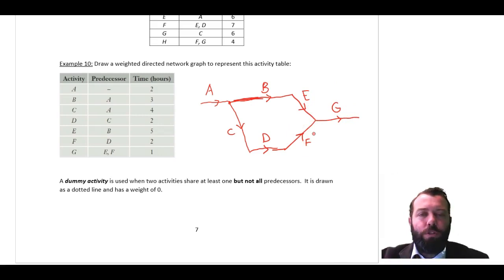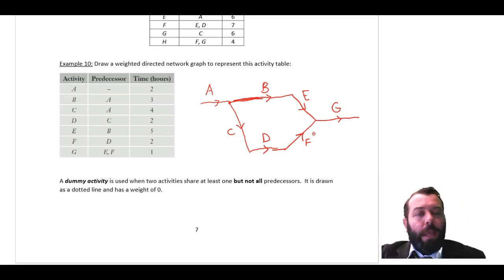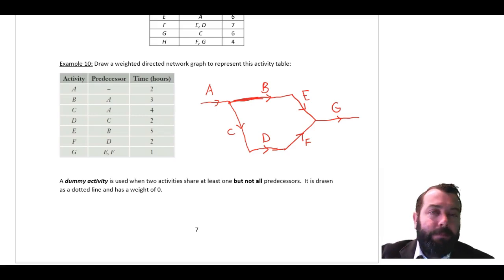Now, we should talk about dummy activities. Dummy activities occur in a situation a little like E and F being both predecessors of G. But what would happen if I had, let's say, an activity H, and the predecessor of H was E but not F? Where would that go? It becomes a problem with these graphs.